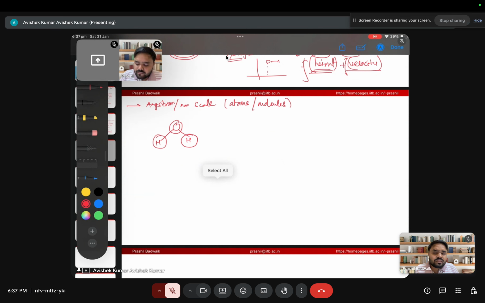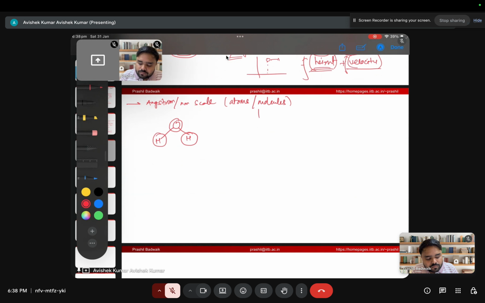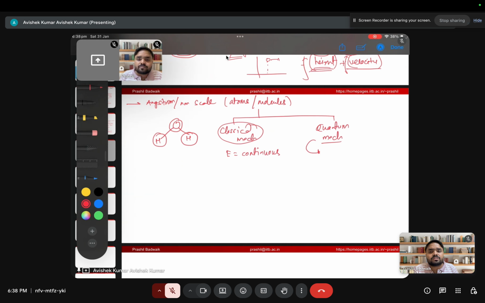And in the class it was mentioned that when we are studying these systems, we are at the interface of two things: classical mechanics and quantum mechanics, right? In classical mechanics, energy is a continuous function, while in quantum mechanics, it's not continuous, it's discrete. So energy always comes in discrete packages.